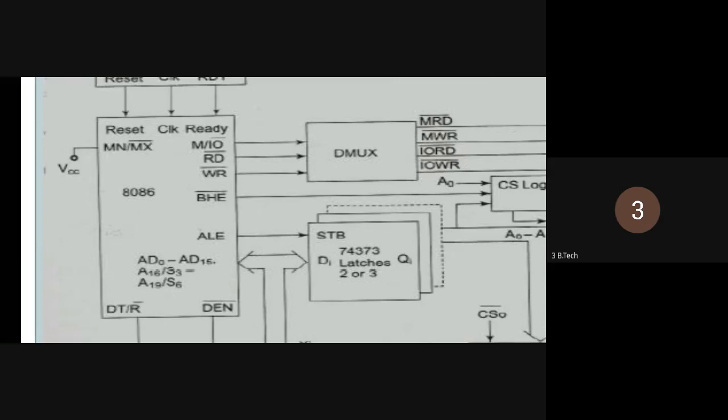You can see memory input output, read, write, bus high enable, address latch enable, data enable, and data receiver and transmitter pins in the microprocessor circuit. These are all the pins which make the microprocessor operate in minimum mode configuration. These are all minimum mode pins. While explaining the pin diagram concept, I defined what the minimum pins and maximum pins are and what the operations of these minimum and maximum pins are.